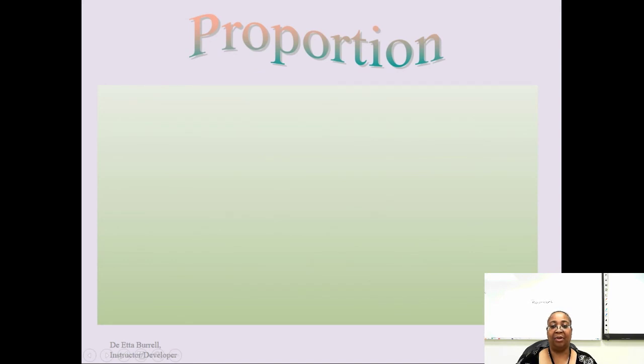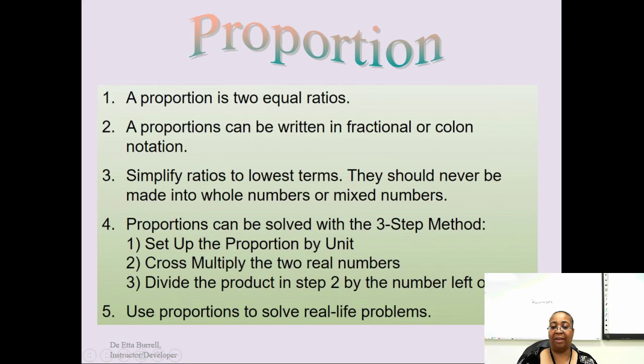So the things that I want you to remember about proportions as you're working on your study guide is that a proportion is two equal ratios. A proportion can be written in fractional or colon form. Simplify your ratios to lowest terms at the end of solving them. You're going to want to use them as improper fractions if you're still calculating your multiplication or division.